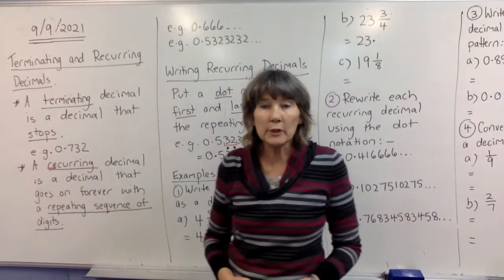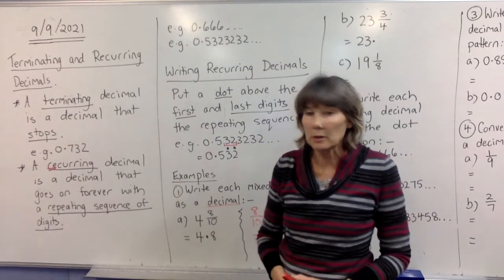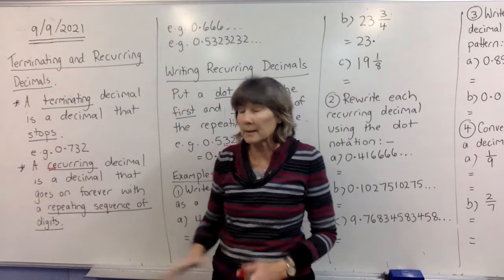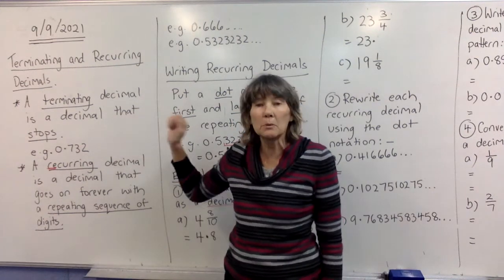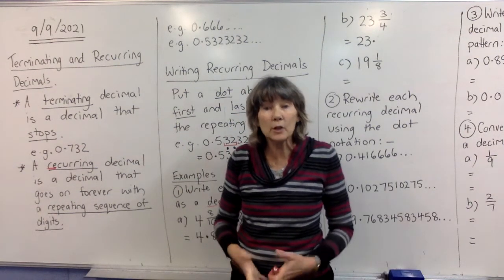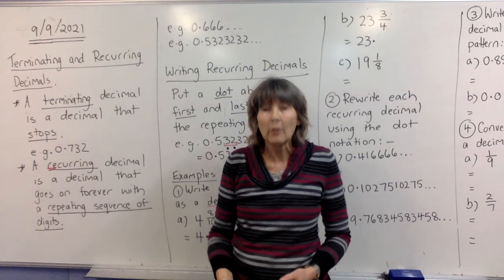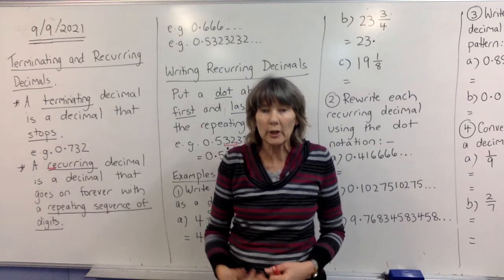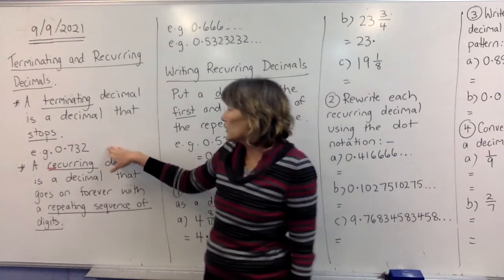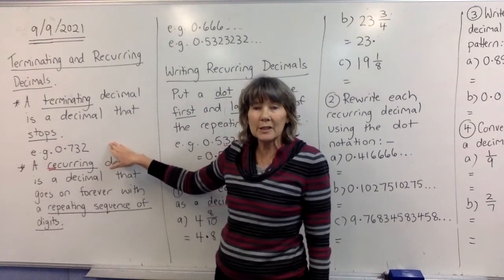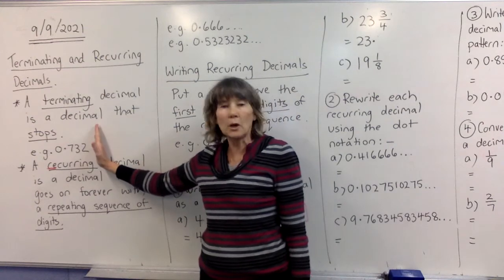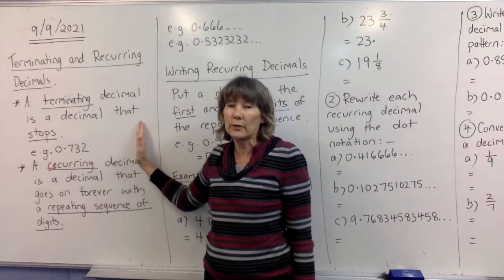Alright, so today we're doing terminating and recurring decimals. A terminating decimal is a decimal that stops. It's like a terminating train. If a train terminates at Bondi Junction, then it stops at Bondi Junction. It can't go any further. So 0.732 is a terminating decimal because it stops there. It doesn't go any further than that.